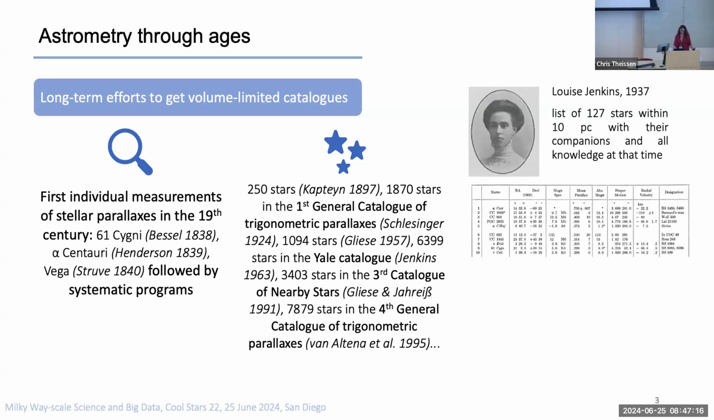The first individual measurements of stellar parallax in the 19th century have been followed by systematic programs. And I put here a list of such programs, going from a few hundred stars with trigonometric parallaxes to several thousand stars during the last 2 centuries. And here I put a picture of Louis Jenkins, who listed all stars known within 10 parsec with their companions and all the knowledge at that time. In 1937, there were 127 stars. And I will show that the work is still going on.